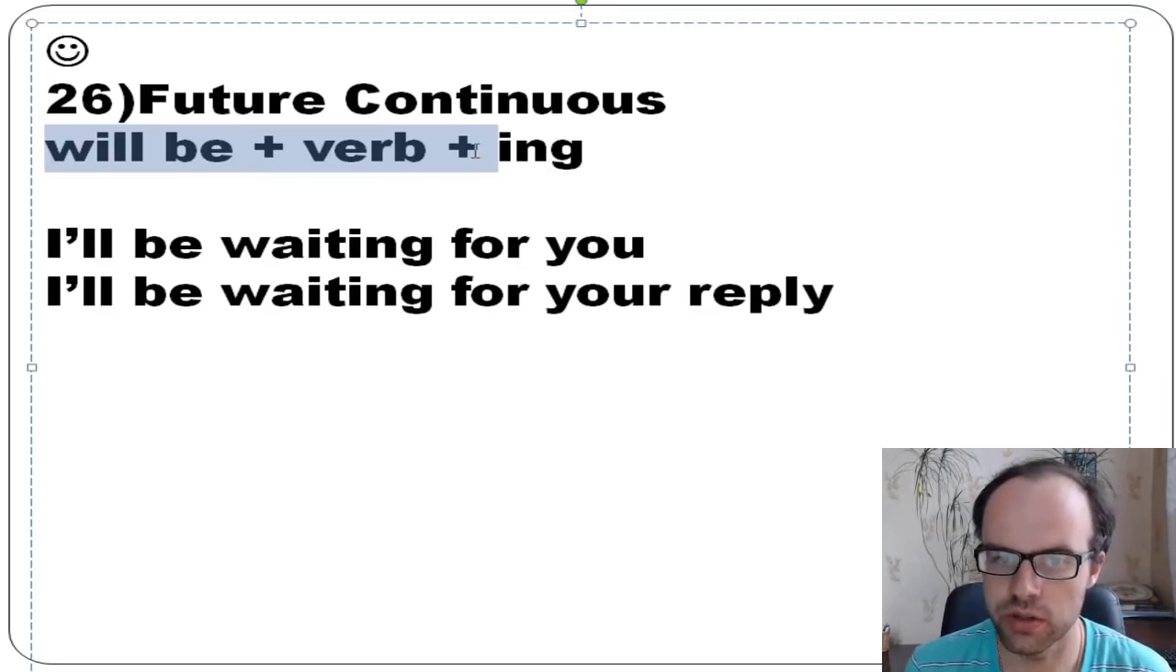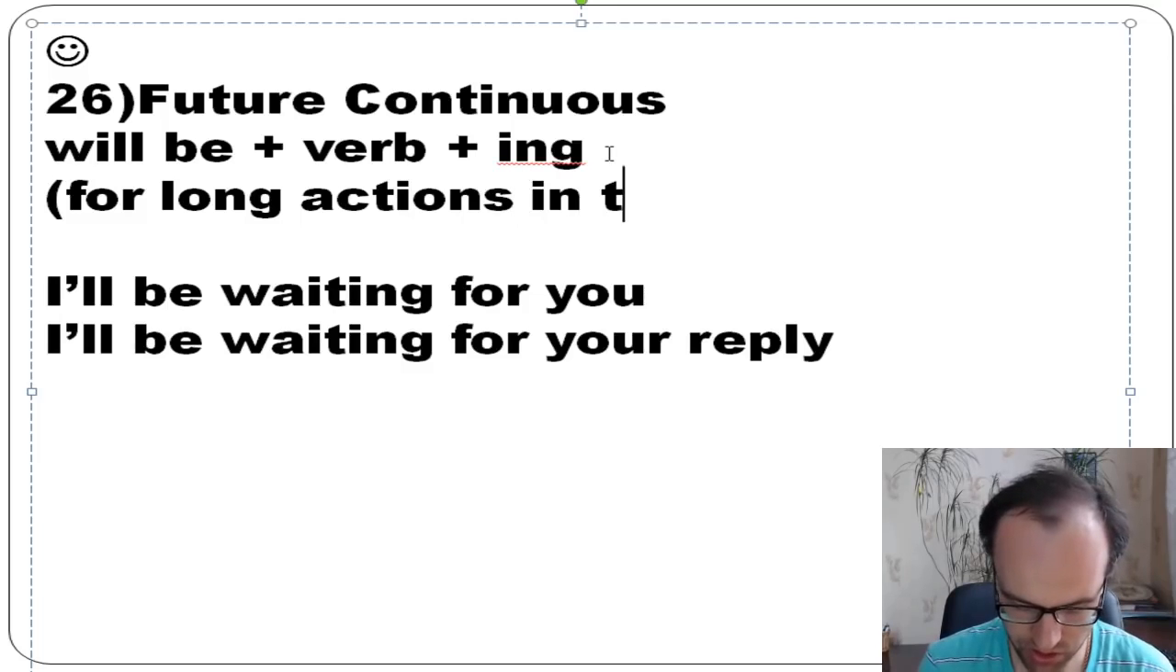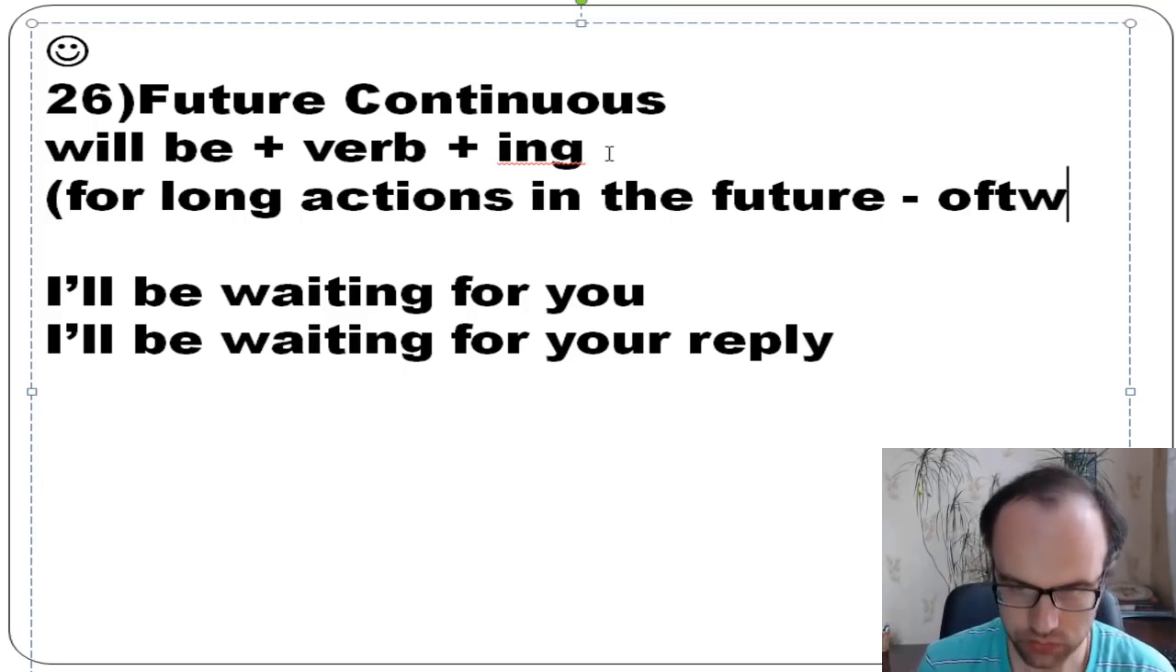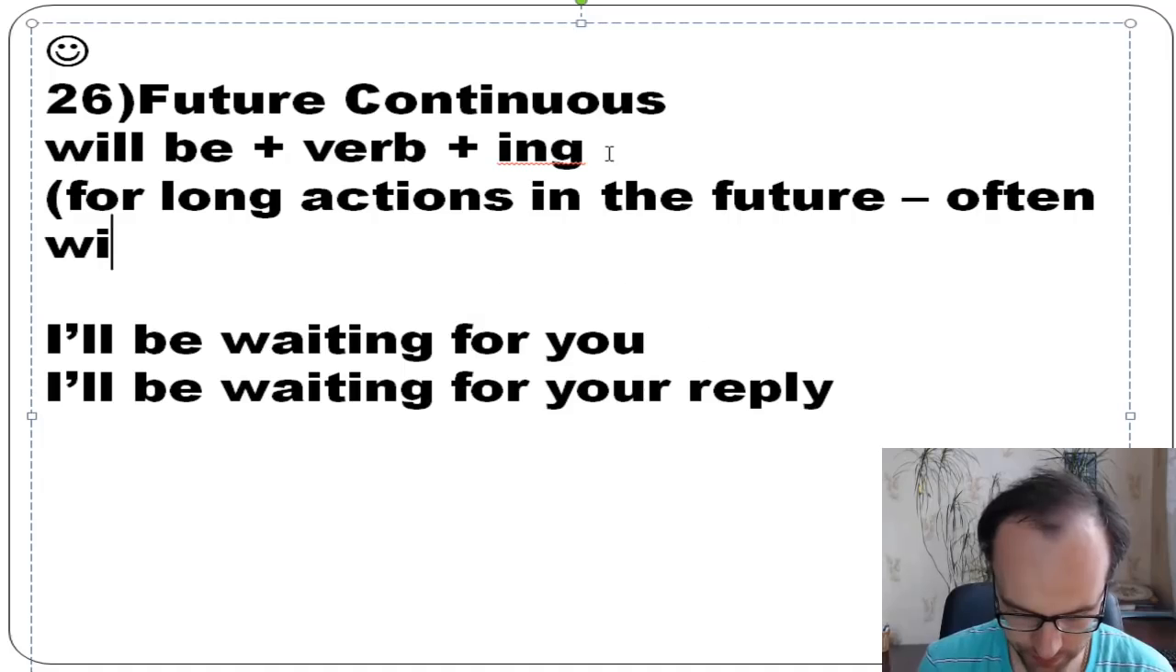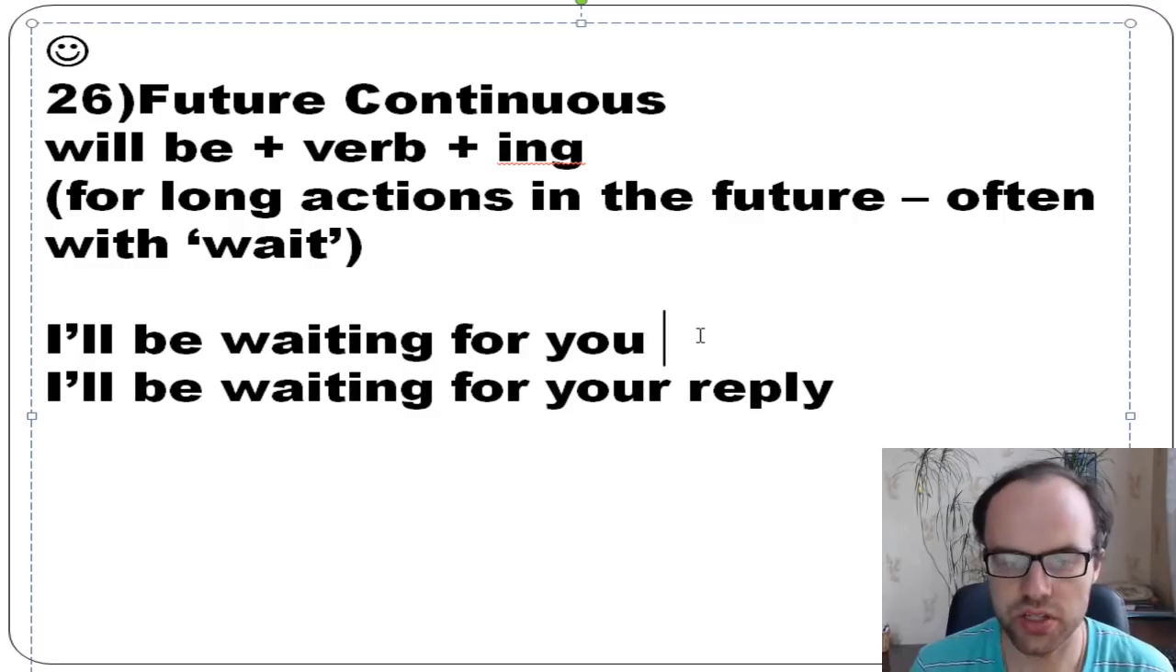Will be plus verb plus ing. We use it for long actions in the future. Often with wait. So I'll be waiting for you. So there is an emphasis on the duration.